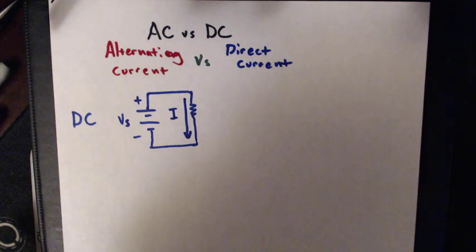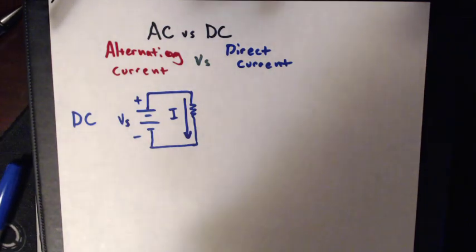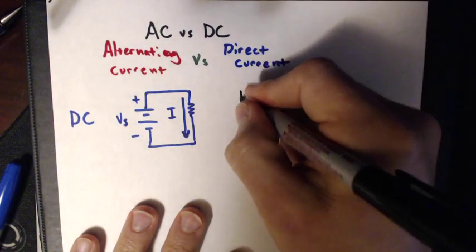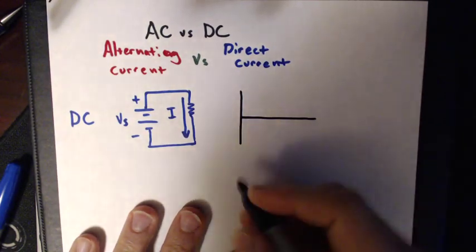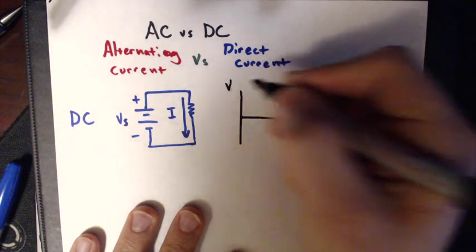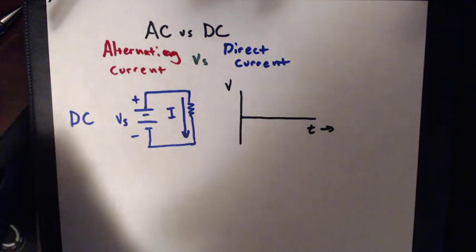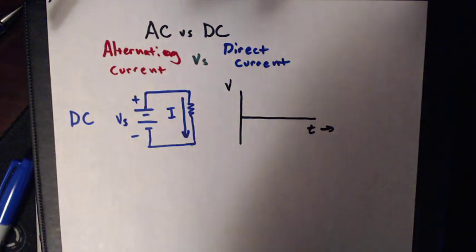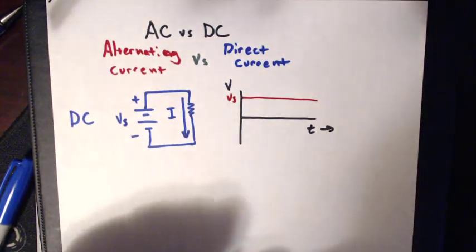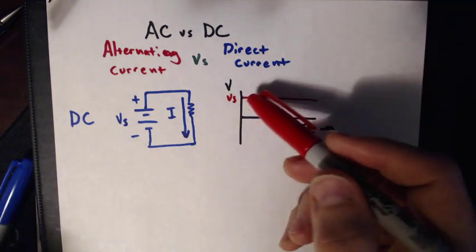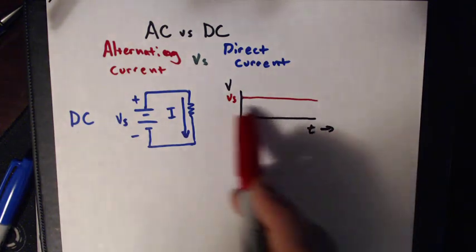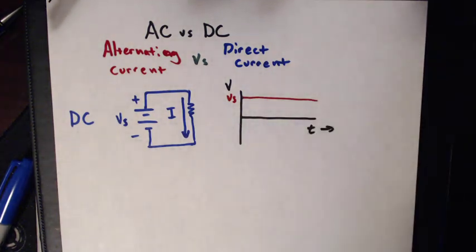And so the result of this on a graph, if you plot the voltage being applied to this resistor with respect to time, then our applied voltage V sub S will simply be a flat line at whatever value this is. So if this was 10 volts, we would have a flat line at 10 volts with respect to time for as long as this goes on.